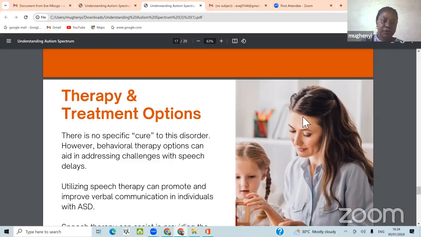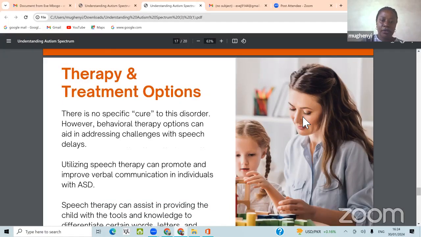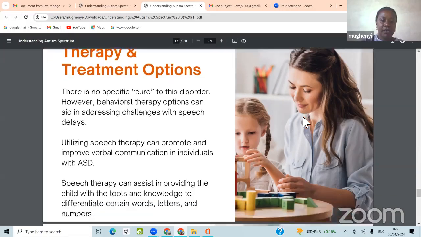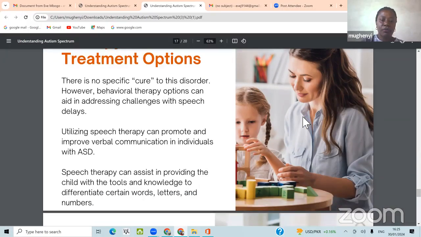The treatment option. There is no specific cure for this disorder. However, behavioral therapy options can aid in addressing speech delays. Utilizing speech therapy can promote and improve verbal communication in individuals with ASD.